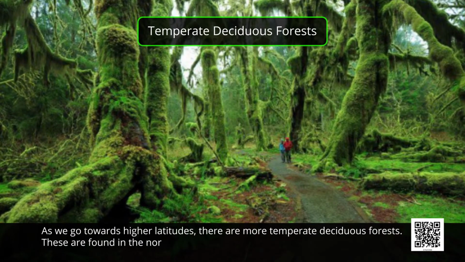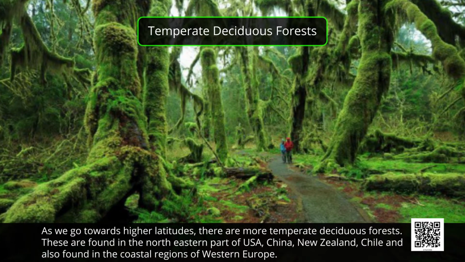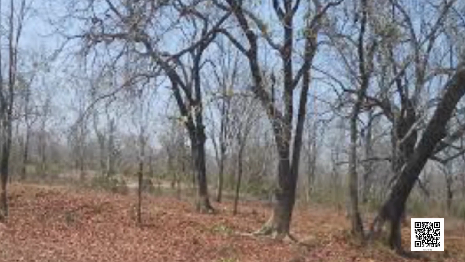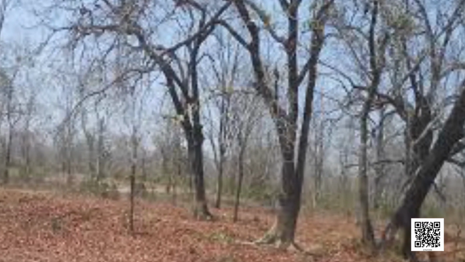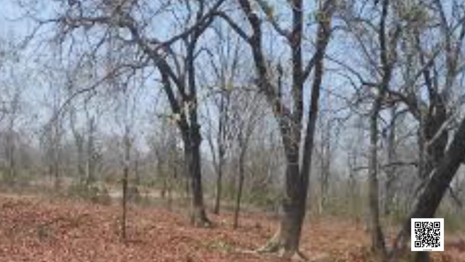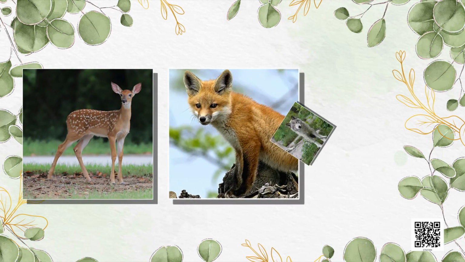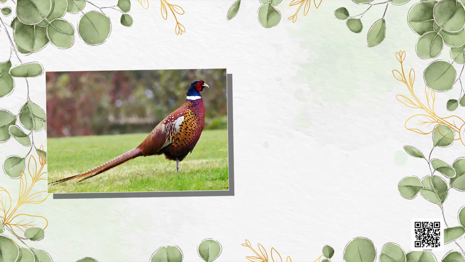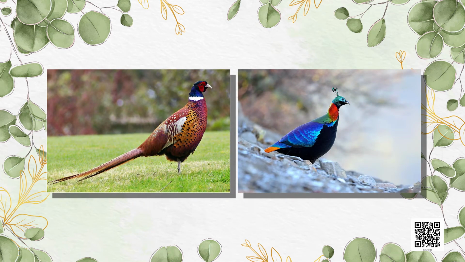As we go towards higher latitudes, there are more temperate deciduous forests. These are found in the northeastern part of the USA, China, New Zealand, Chile, and also found in the coastal regions of Western Europe. They shed their leaves in the dry season. The common trees are oak, ash, beech, etc. Deer, foxes, wolves are the animals commonly found here. Birds like pheasants, monals are also found here.